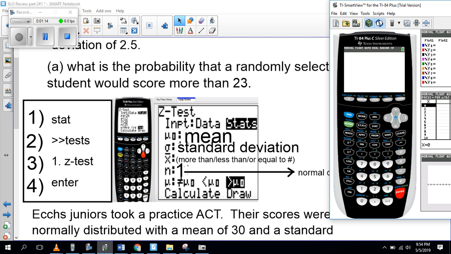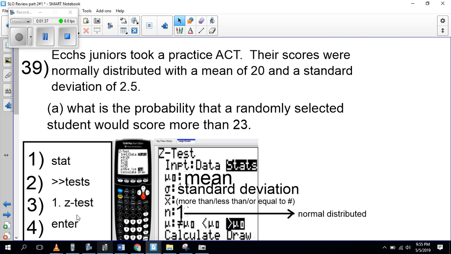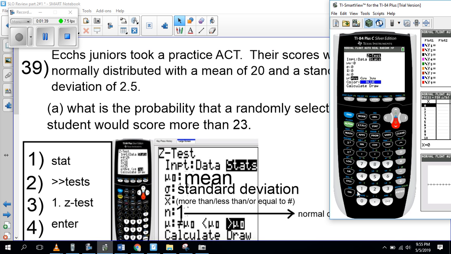So let's do this, okay? So we're going to use our information. We're going to go to stat, scroll over 2 times to test, and you see it already has z-test selected, so you just press enter. We need to make sure it's on stats, press enter. Okay, our U, that means our mean. So let's go back up. What was our mean again? We had a mean of 20. So we're going to put 20 in. This means standard deviation. We had a standard deviation of 2.5.